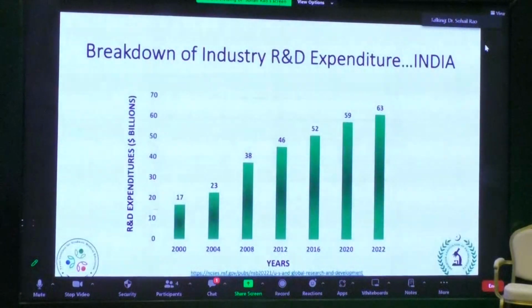Now let's look at a similar pattern in India. And in India, this, by the way, is entire R&D expenditures. This is not just health sciences. And in the last reported, which was actually part of the National Science Foundation reporting, they actually have $63 billion going into R&D.